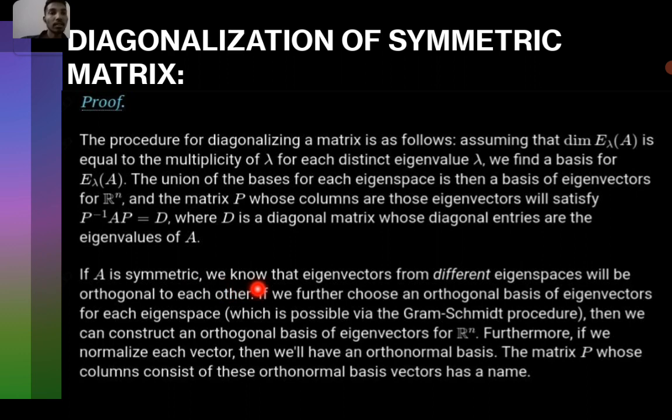If A is symmetric, we know that eigenvectors from different eigenspaces will be orthogonal to each other. If we further choose an orthogonal basis of eigenvectors for each eigenspace, which is possible via the Gram-Schmidt procedure, then we can construct an orthogonal basis of eigenvectors for R^n. Furthermore, if we normalize each vector, then we will have an orthonormal basis. The matrix P, whose columns consist of the orthonormal basis vectors, has a name.